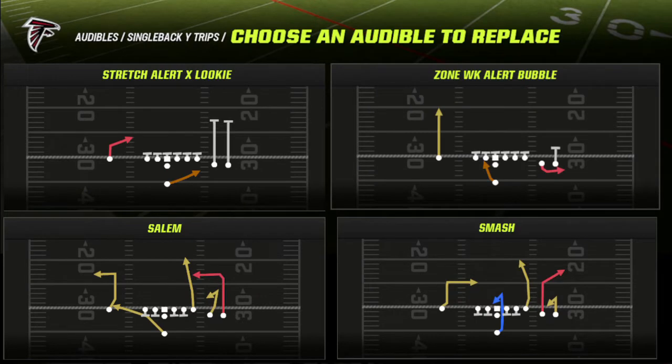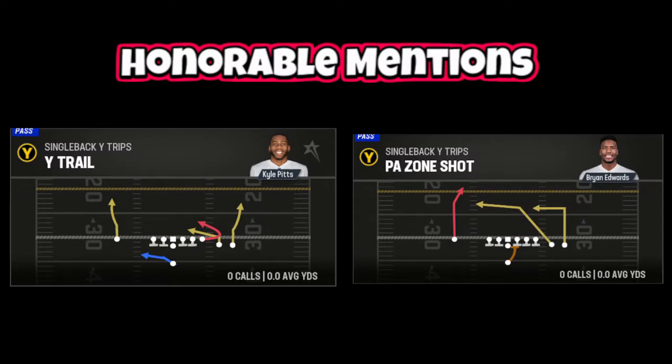Let's take a look at the audibles. So our 4 plays we're using for the audibles are our stretch alert, our zone weak alert, our smash, and our Salem. And we got 2 honorable mentions. The first one being PA zone shot, and the second one being Y trail.